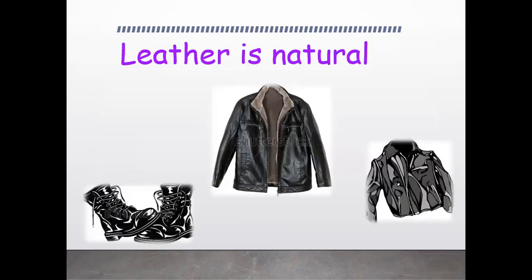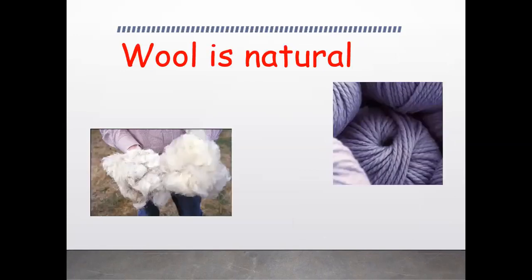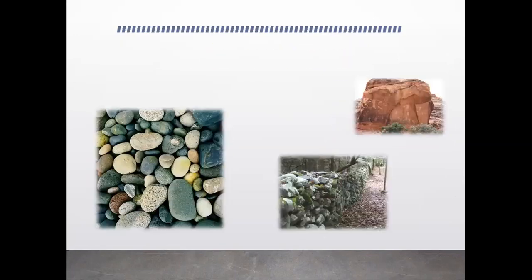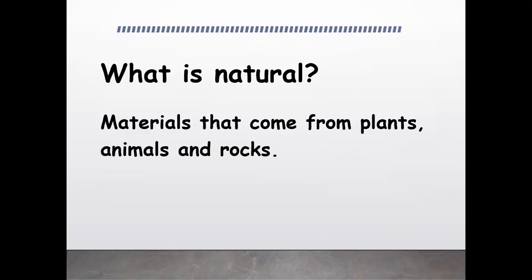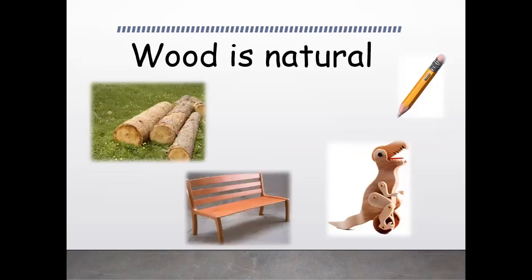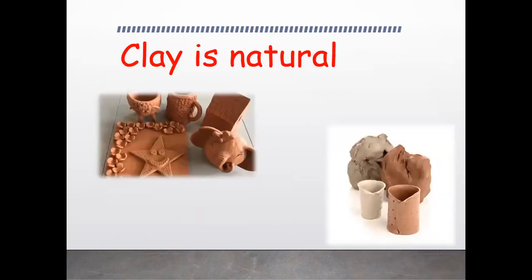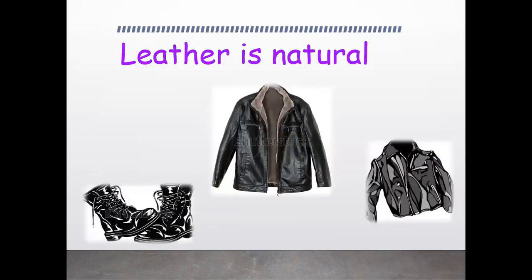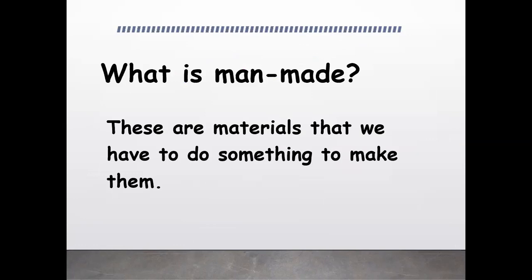Leather, they are coming from animals, and animals are found in nature, so they are natural. Okay, so again, what does it mean by natural? Natural means that they are found in nature, coming from plants, animals, or rocks, like the stones, the wool, the wood coming from the trees, the ivory, the clay, the straw, the leather, it's coming from the animals. Okay, so all of those are natural materials.